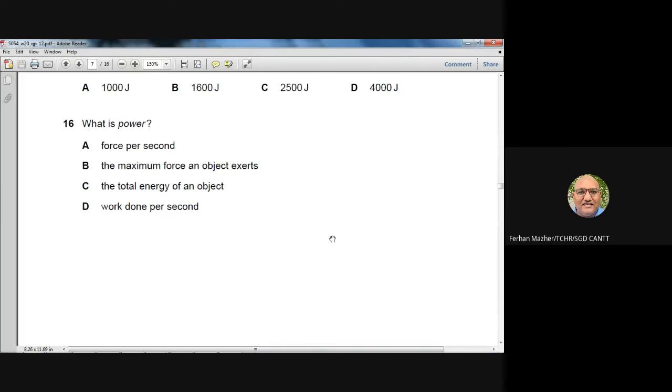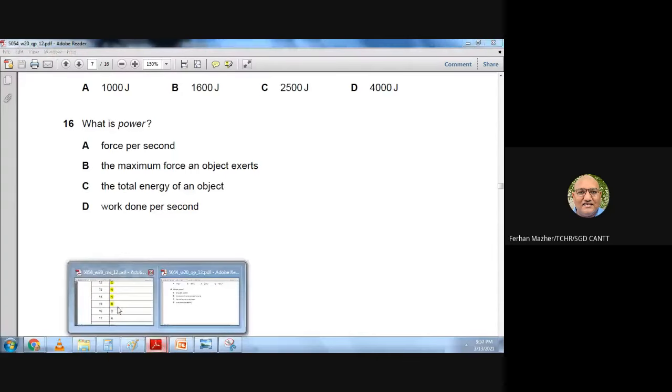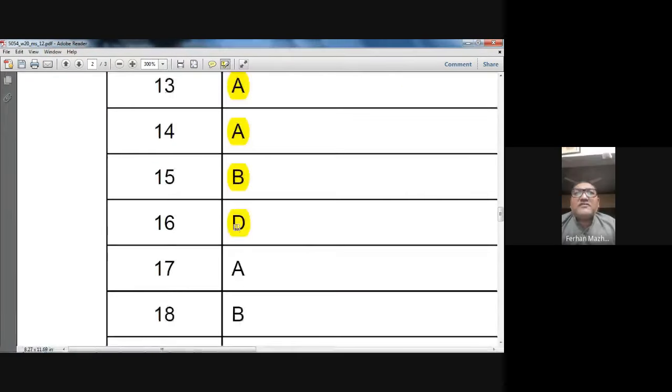Force per second, that's wrong. The maximum force an object exerts, that's wrong. The total energy of an object, that's wrong. Work done per second, work done divided by time, the rate of work done. So work done per second, that is the right definition. So power is work done per second. So D looks the right option. Question number 16, D is the right option.